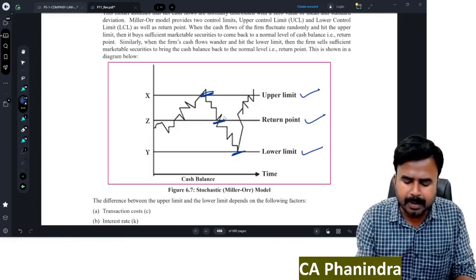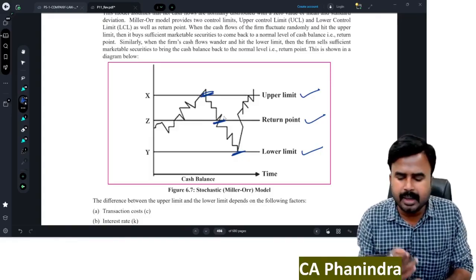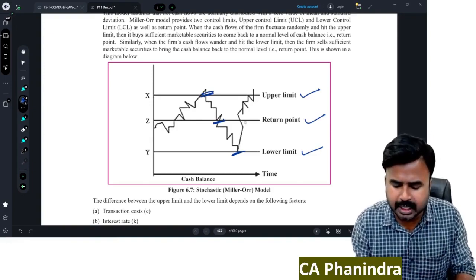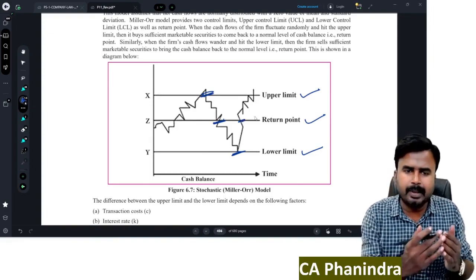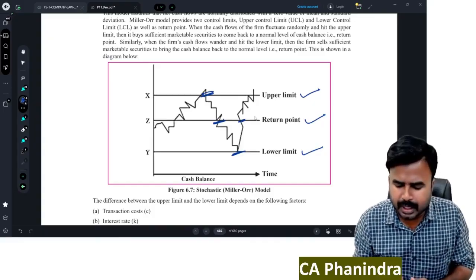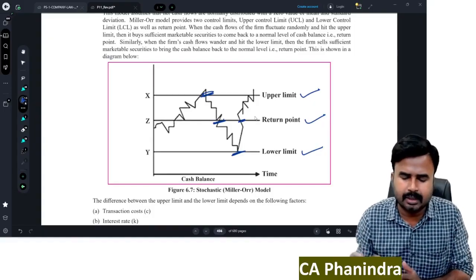In case the cash balance reaches lower limit, then immediately you should sell enough number of securities to reach return point. Why? Because when the cash balance reaches lower limit, I need more cash to maintain return point. So I need more cash to maintain the return level.